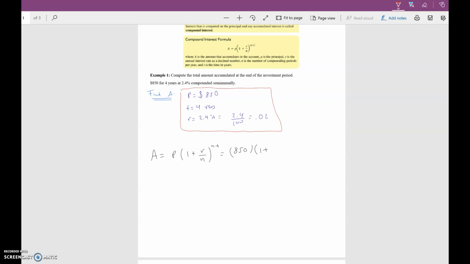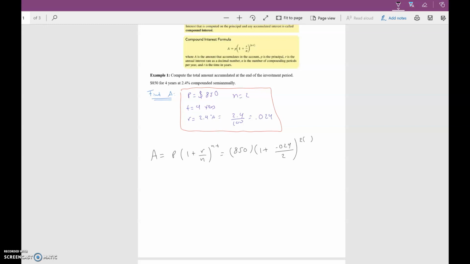This is a 4. Okay, so we're looking at 1 plus the value of R, 0.024, divided by N, and technically I forgot to write it. N is equal to 2 because it's compounded semi-annually, so technically twice a year. So in this case, it's going to be 0.024 divided by 2, raised to the N, so this is 2 times the value of T, which is 4.